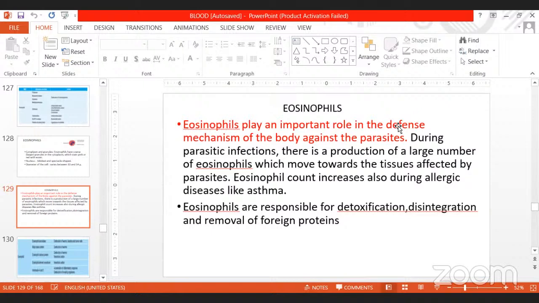Eosinophil count increases in parasitic infestation. There is a production of a large number of eosinophils, which move toward the tissue affected by the parasites. The eosinophil count also increases during allergic reactions or allergic diseases like asthma. The major functions of eosinophils are detoxification, disintegration, and removal of foreign protein.